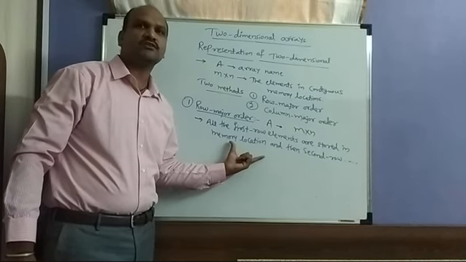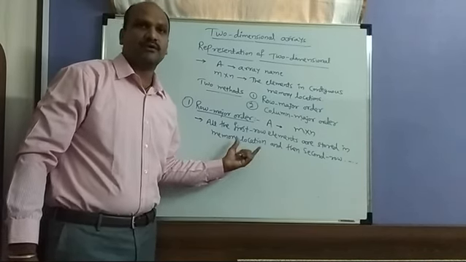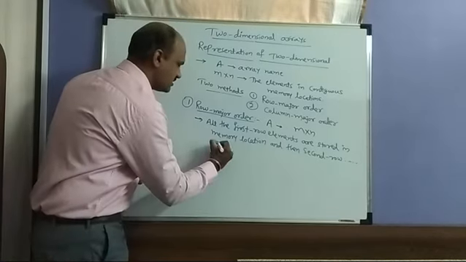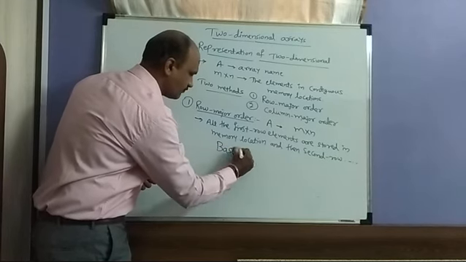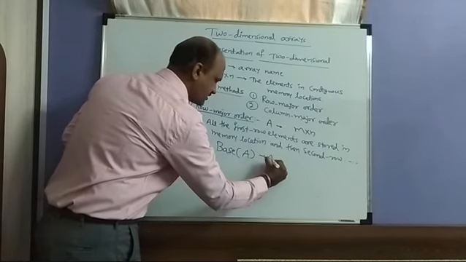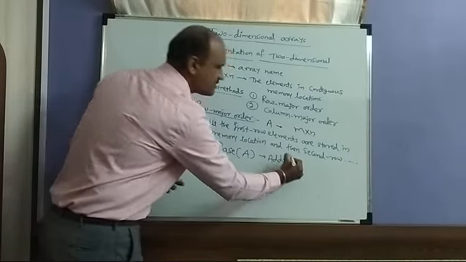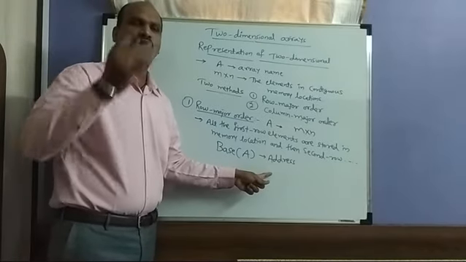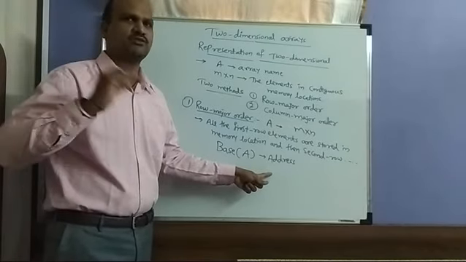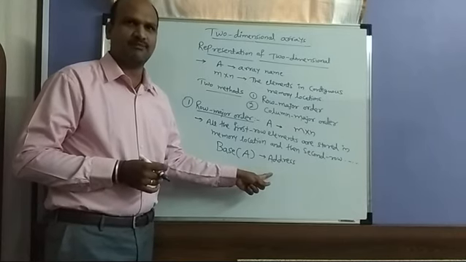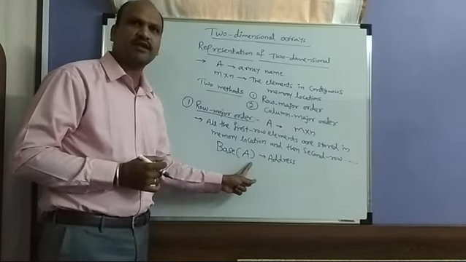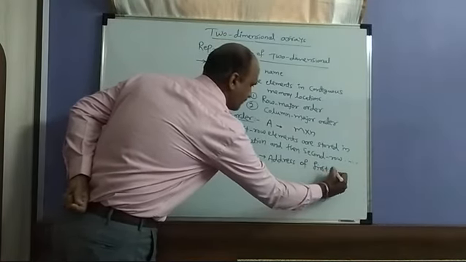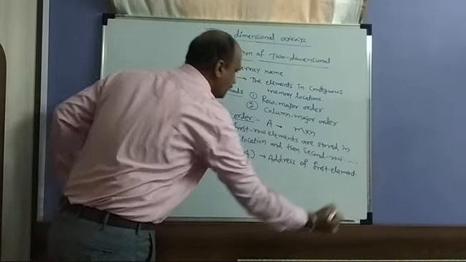When you go for this memory location, we call it the base of A, that is the address of the first element. As I told you, in an array you have addresses, elements, and the particular position of the element. So here base of A is the address of the first element.